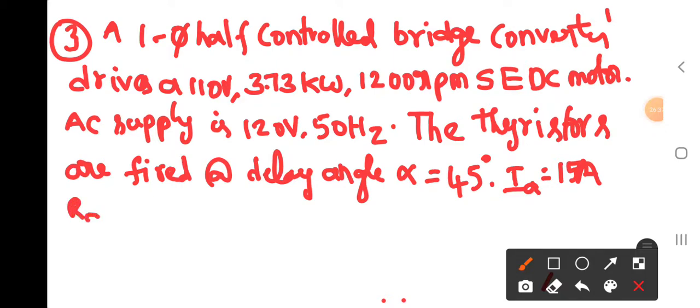Armature resistance is neglected. Assume the converter is lossless.